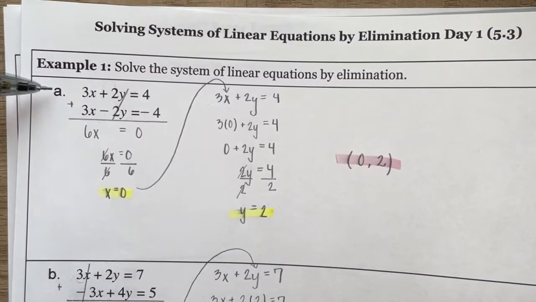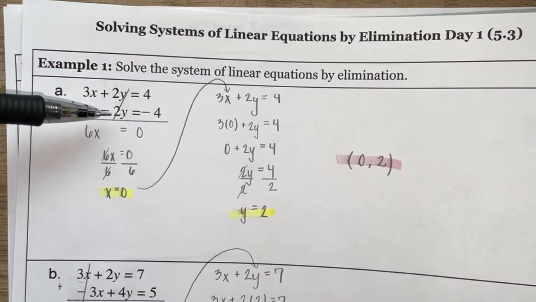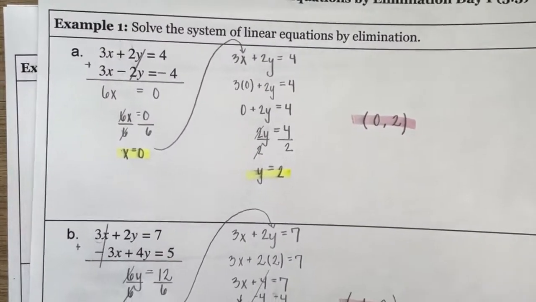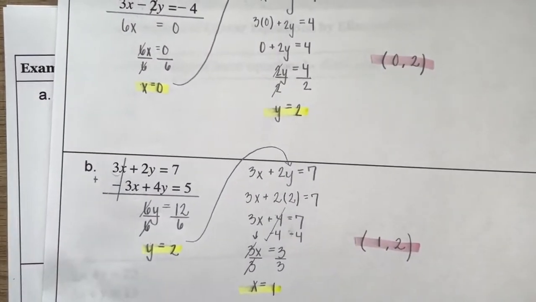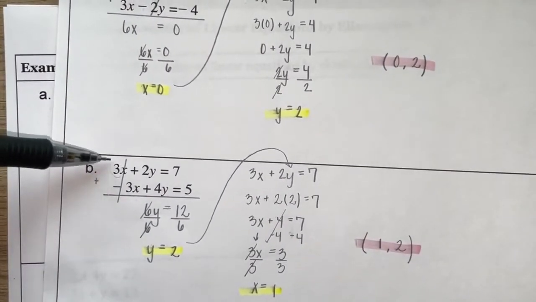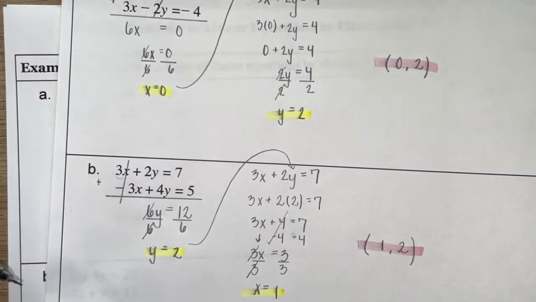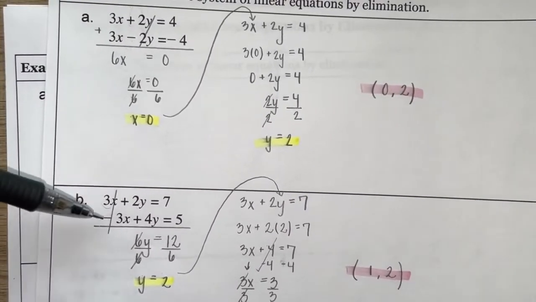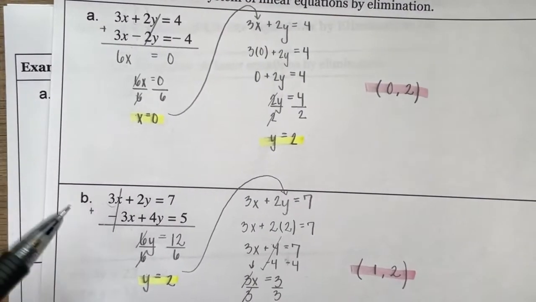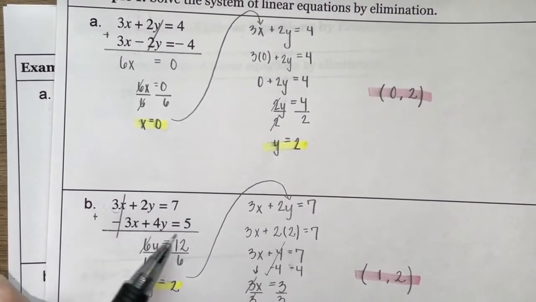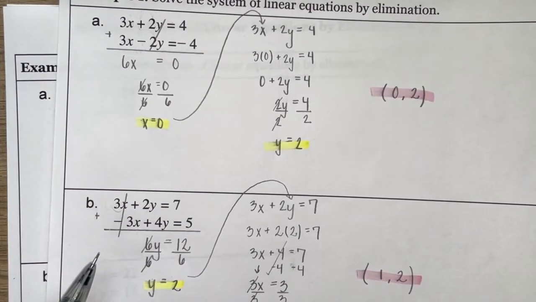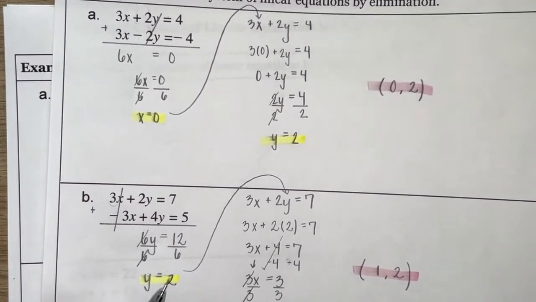So on 1a, our y's had the same coefficient but opposite signs. One was a positive 2 and one was a negative 2. And with b, our x's had the same coefficient but with opposite signs. So one was a positive 3x and one was a negative 3x. So because of that, we were able to add these equations together in order to eliminate those variables. So if you look closely at b, if I add the two equations together, 3x plus negative 3x would cancel out completely, and then I was able to solve for y.